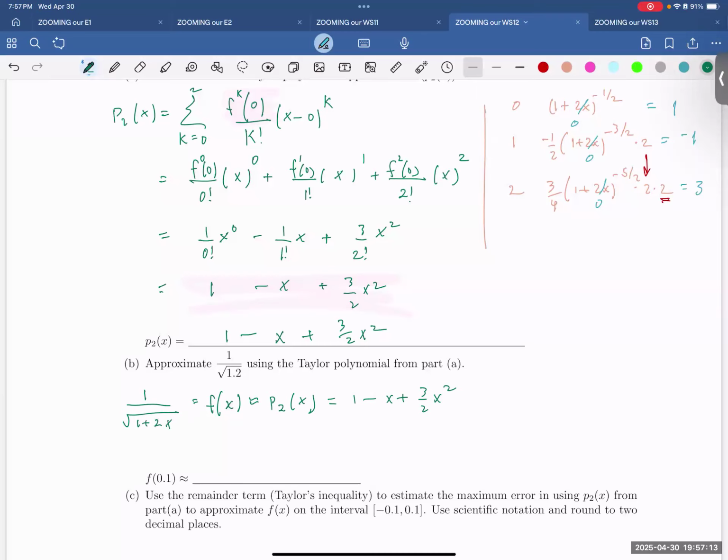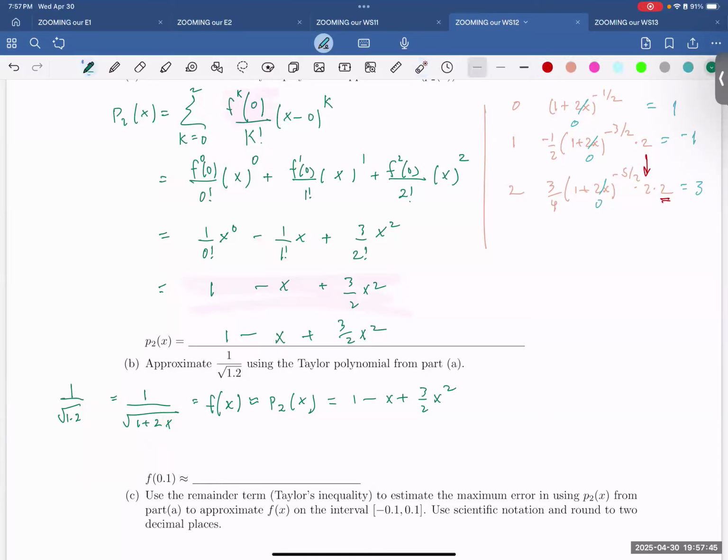All right, so if we want to approximate the function value 1 over root 1.2, then we need to identify what we plug in for x to get a 1.2 inside the root in our function. And so that x has to be 0.1 for this to be 1.2, right? Because 0.1 times 2 would be 0.2, and then plus 1, so then 1.2. Yeah, okay, so here x has to be 0.1.